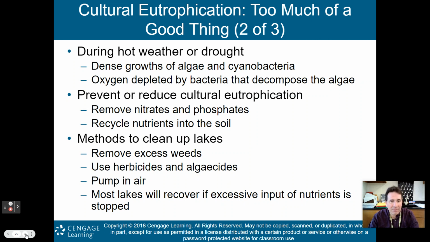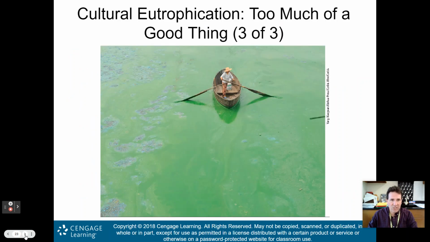How can we clean up lakes? Well, remove excess weeds, and use herbicides and algaecides to get rid of those plants that might bloom if you have excess fertilizers. Pump in air to increase the dissolved oxygen in the lake so these dead zones don't happen. And most lakes will recover if excessive input of nutrients is stopped. Again, it may take a couple of decades, but most lakes will recover.